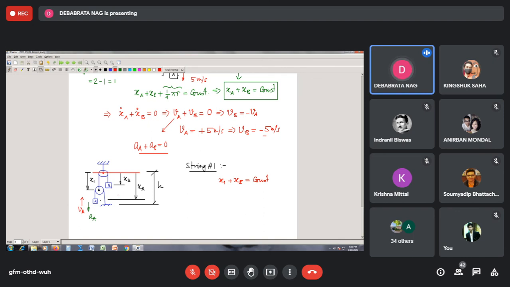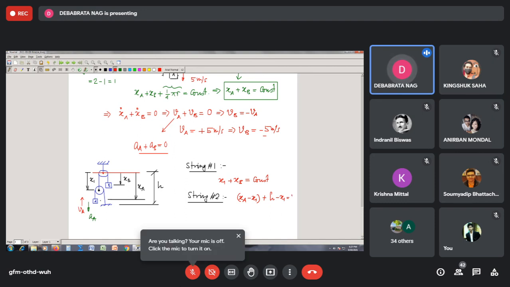Okay. Now for the second equation, for the second string length, we see here string number 2. Suppose this is string number 2, we get the constancy of the string length once again. So this is the string. How much will be the string length here? If I express it mathematically, it will be xa minus x1, that will give this side of the string length, plus, from here to here this is h, and this length, that means we need to subtract from h the value of x1, so it is h minus x1, and this is going to be constant.